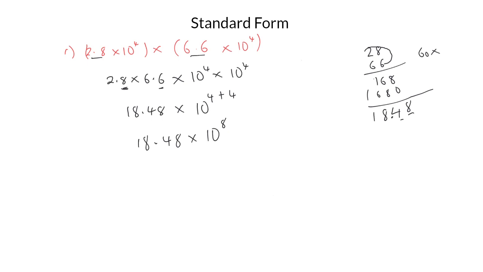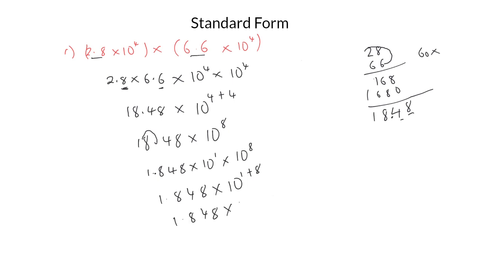Now, again, you remember that 18 is a number greater than 10. So we have to write 18.48 in standard form. If we do that, that will be moving the decimal point to between 1 and 8. That's 1.848 times 10 to the power of 1 multiplied by 10 to the power of 8. So we have 1.848 times 10 raised to the power of 1 plus 8, and that is 1.848 times 10 raised to the power of 9.